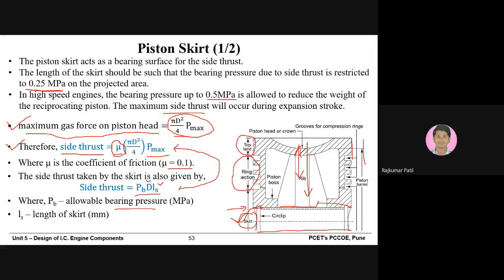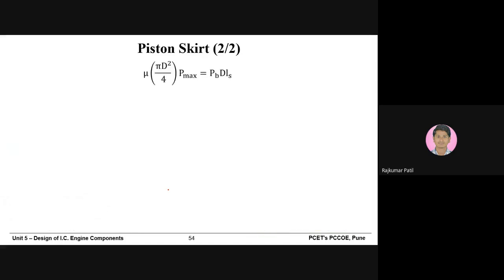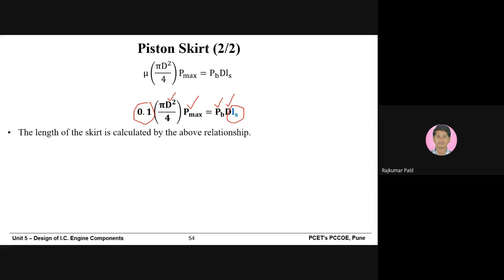and once we equate these two equations, you will see the equation, that is mu into pi by 4 D square into P max equal to PB into D into LS, and coefficient of friction is 0.1. And if we know cylinder bore diameter, maximum gas pressure, PB and D, then we can calculate the length of skirt in which we were interested.